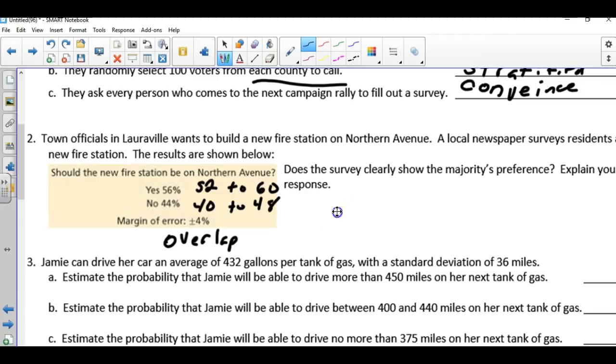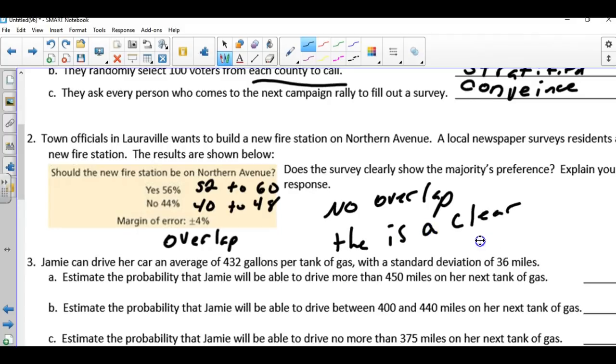The range does not. There's no overlap. So there is a clear preference, and the preference is of yes. Clear preference of yes. So make sure you show the range and then discuss overlap.